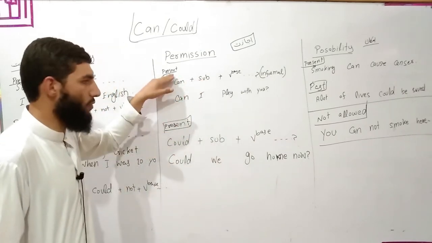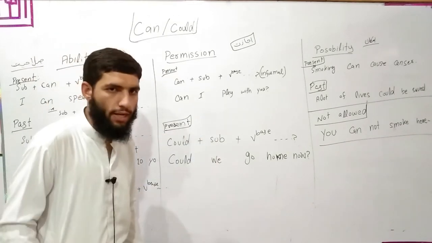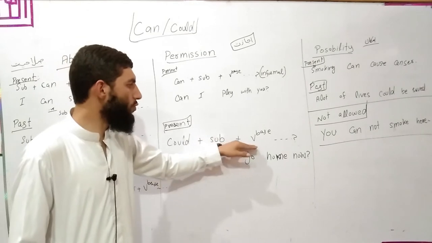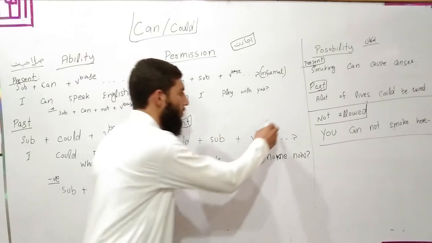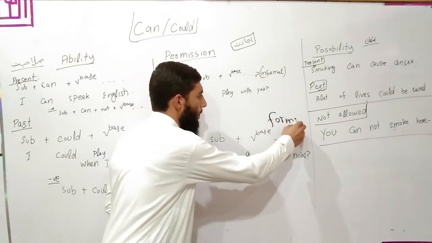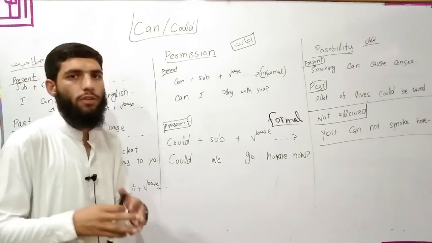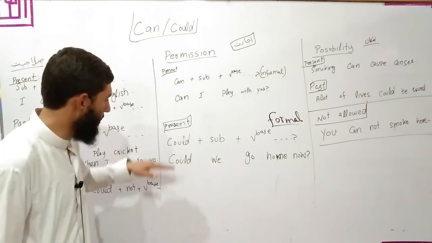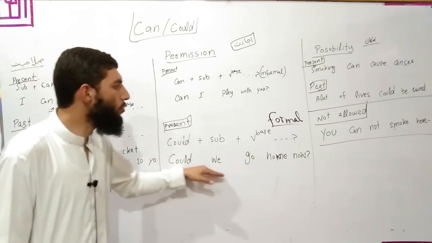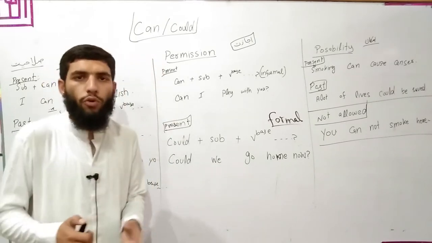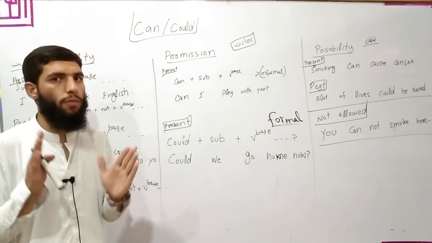For present permission, we use could. Could plus subject plus verb base form and the rest of the sentence. This is formal. We use it with teachers or respectable people. Could plus subject plus base form and the rest of the sentence with a question mark. Could we go home now? This is the formal way to ask permission.